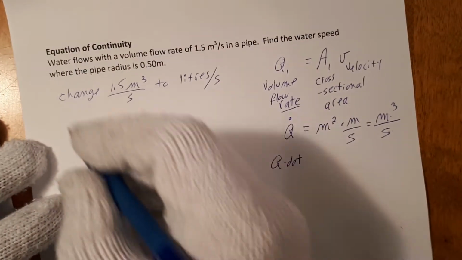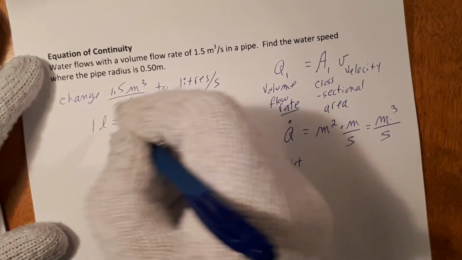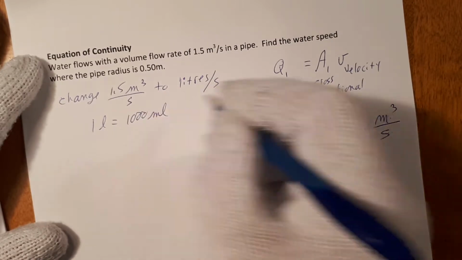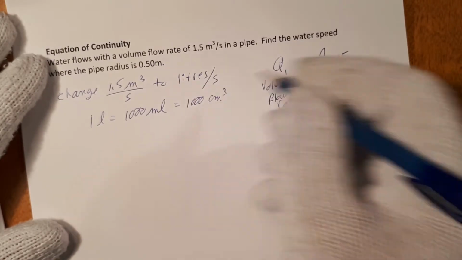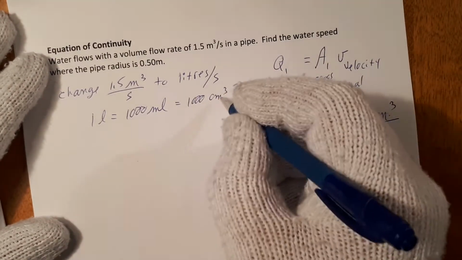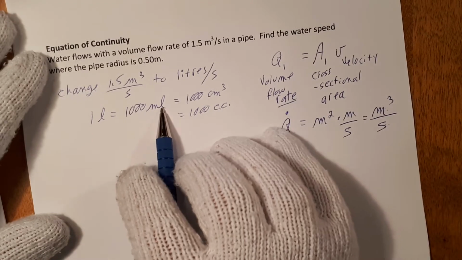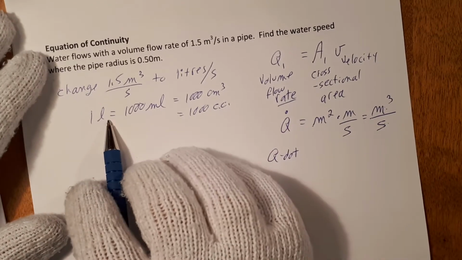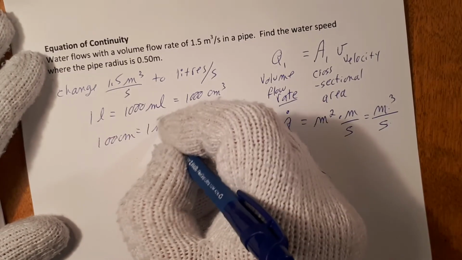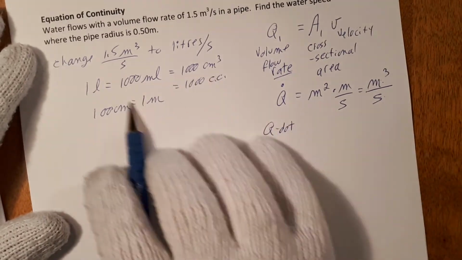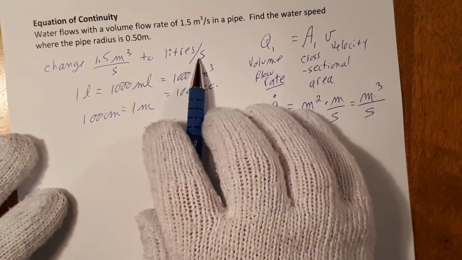Okay. To do this conversion, what we need is some conversion factors. 1 liter is equal to 1,000 milliliters. And 1,000 milliliters is also known as 1,000 cubic centimeters. Sometimes this is written as 1,000 cc, cubic centimeters, which is also 1,000 milliliters, which is equal to 1 liter. And we all know that 100 centimeters is equal to 1 meter. Knowing these conversion factors, actually these are equalities, we're going to convert this into liters per second.